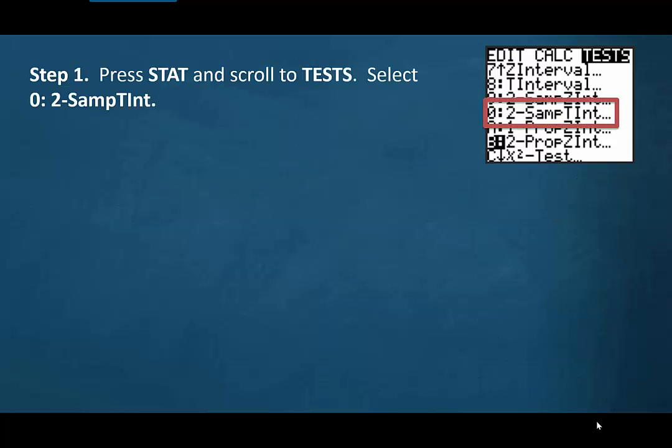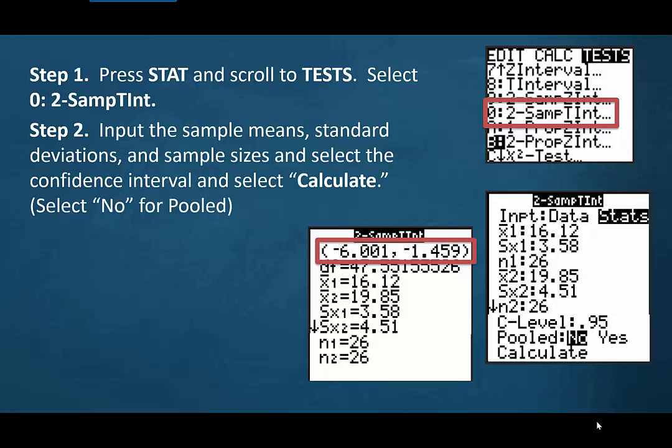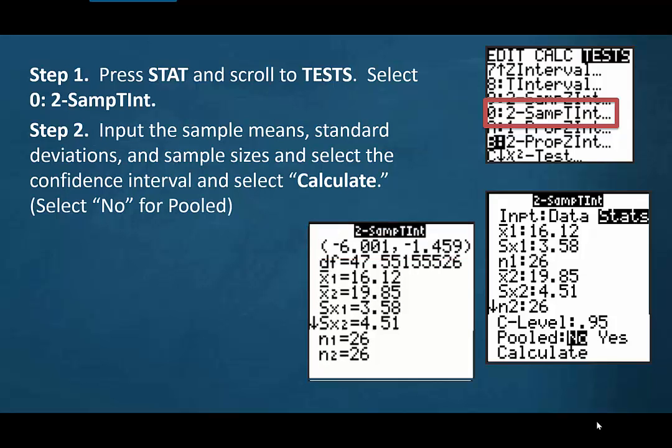Press Stat, scroll to Test, and select 2-Sample T Interval. We're going to input our sample means, standard deviations, and sample sizes, select the confidence level, and select Calculate. We get almost the same interval, negative 6.001 to negative 1.459. It's not exactly the same though, is it? It's a little bit different. I want you to notice what the degrees of freedom are. It's 47.55. That's what the calculator used, which accounts for the slightly narrower interval.